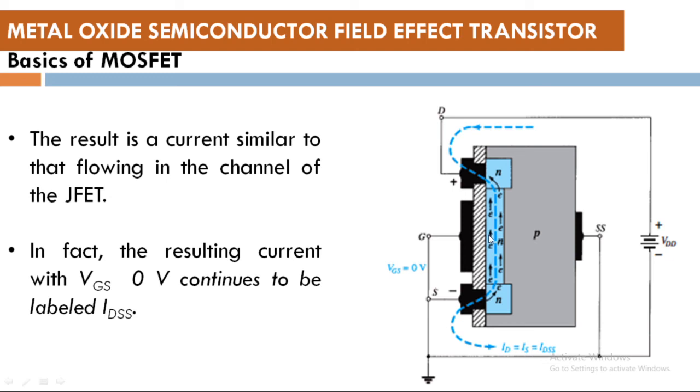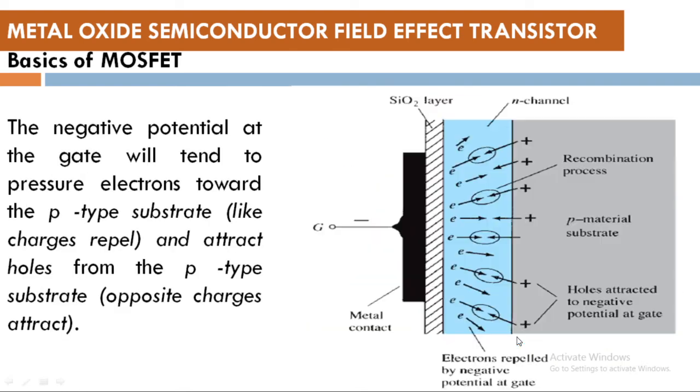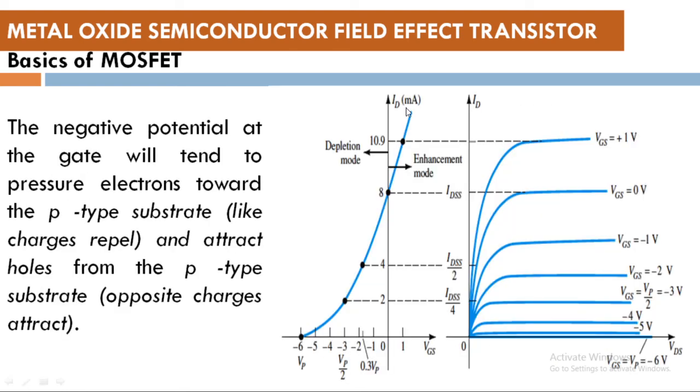It will initially squeeze the channel and the pinch off will happen much earlier, below the IDSS current, as is evident from this particular graph. In this graph you can see that when VGS is 0 we get the IDSS current, and when it is negative, slowly the maximum current gets reduced, and at a particular input voltage it is completely cut off.